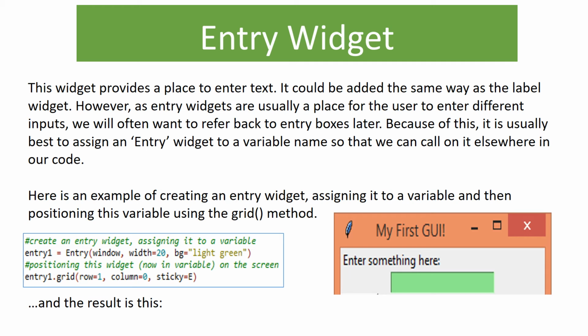So it's a type entry. And in our brackets, window, we're putting it into what we've called our window with a width of 20, and I've chosen a background colour of light green. That's not important, but it shows the different items that you can add in. Again, similar to the way that I used the label widgets, I then say entry1.grid and then decide position, row 1 and column 0. We can associate a sticky key with it as well. So, for example, the letter E.